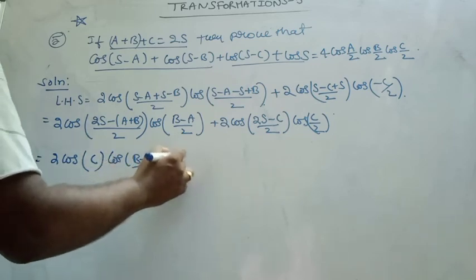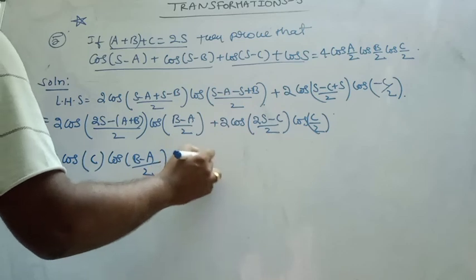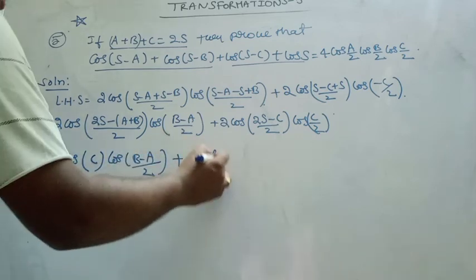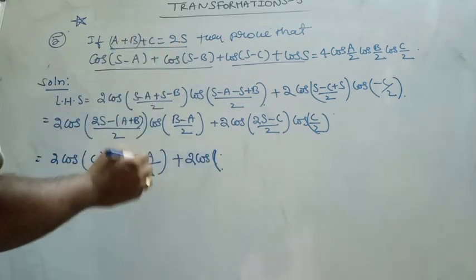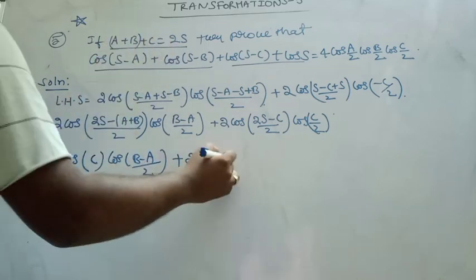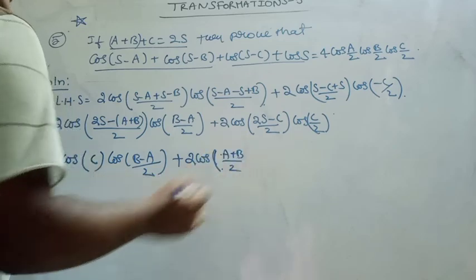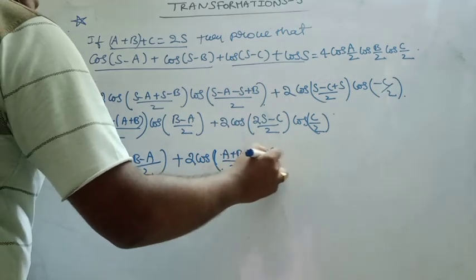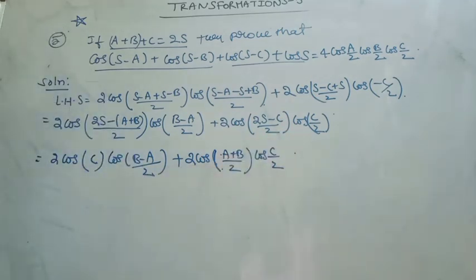Wonderful. And plus here you have 2 cos of (2s minus c)/2, right? That we can write as 2s minus c. From this you see, a plus b plus c equal to 2s, so 2s minus c equals a plus b. So 2s minus c by 2 is nothing but a plus b by 2 into cos c by 2, like this, right? Wonderful. This is the step we have got here, because 2s minus c is equal to a plus b.